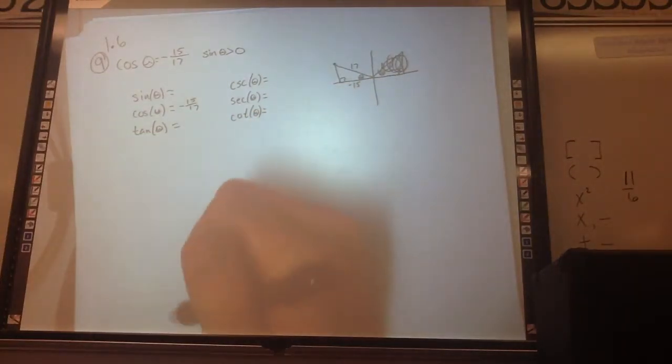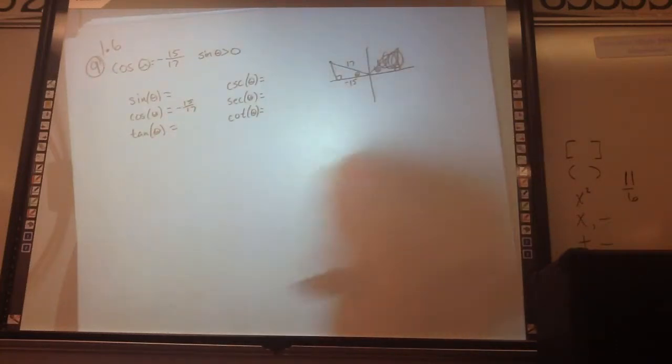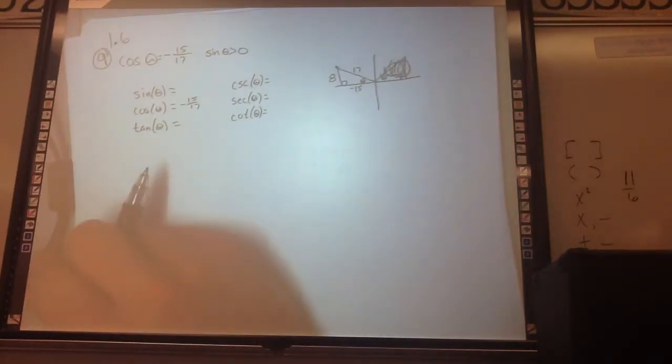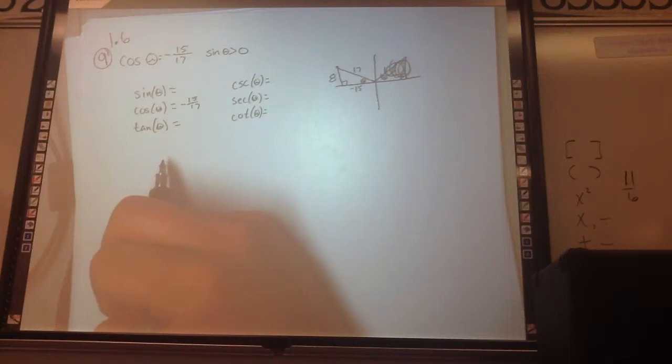How long is that side? This side. This one's a non-calculator problem. I looked at it and thought, 15 squared plus b squared, the Pythagorean theorem, equals 17 squared. I'm kidding, I don't know 17 squared off the top of my head, but the one I gave you in your homework, you should know it.